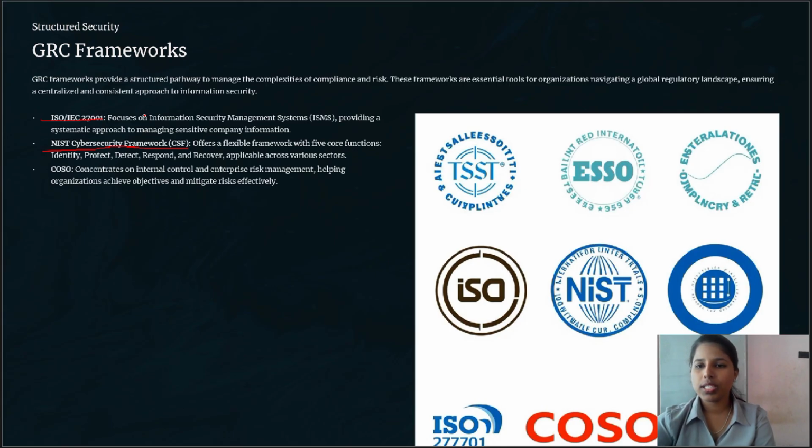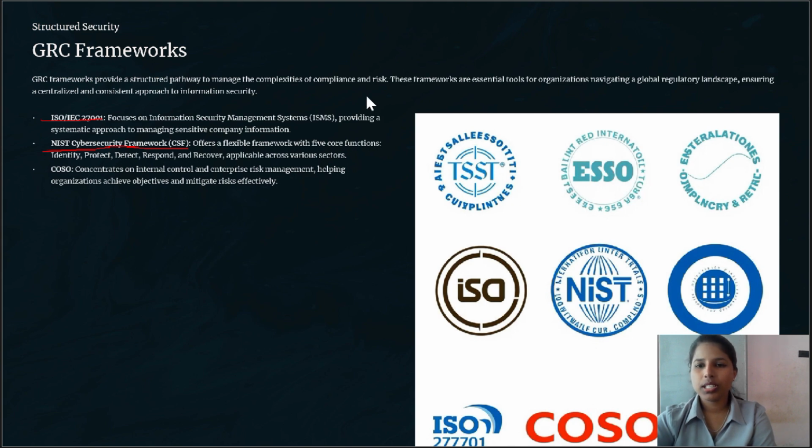It also provides structured information. Identify means understanding the business context and assets and potential threats, and protect means implementing security controls to safeguard systems and data. Detect means establishing monitoring capability to identify security breaches. Respond means developing procedures for handling security incidents. At last, recover means planning for the restoration of business operations after a security incident.